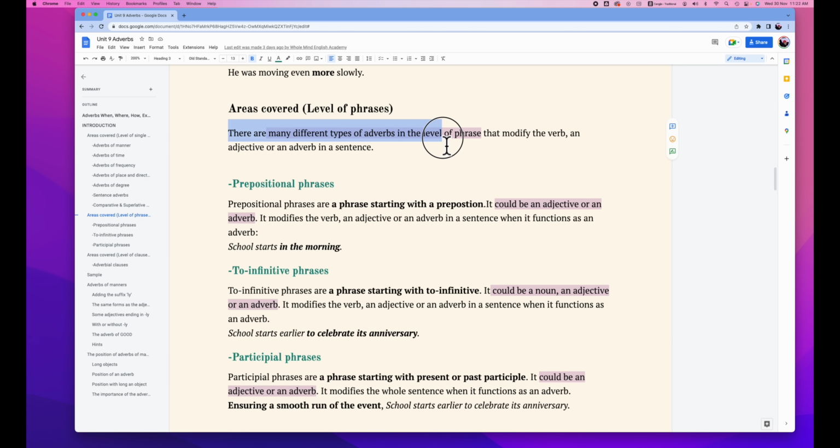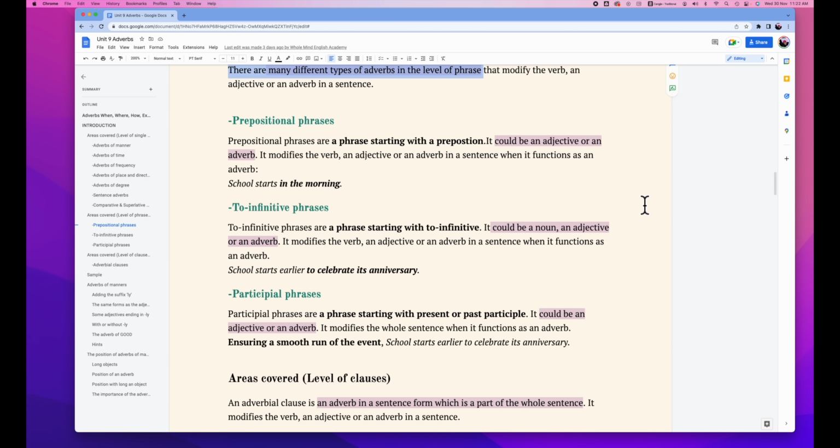There are many different types of adverbs at the level of phrases. In English, we have prepositional phrases, to infinitive phrases, and participial phrases. Prepositional phrases are phrases starting with a preposition, like school starts in the morning. In the morning is the prepositional phrase, starting with the preposition in. It could modify a verb, an adjective, or an adverb. Same as the function of an adverb, because it is an adverb. A prepositional phrase could also be an adjective, but just the position is different. It could function also like an adverb.